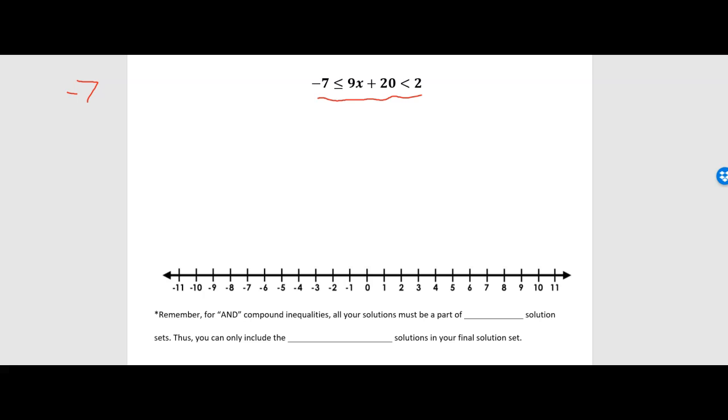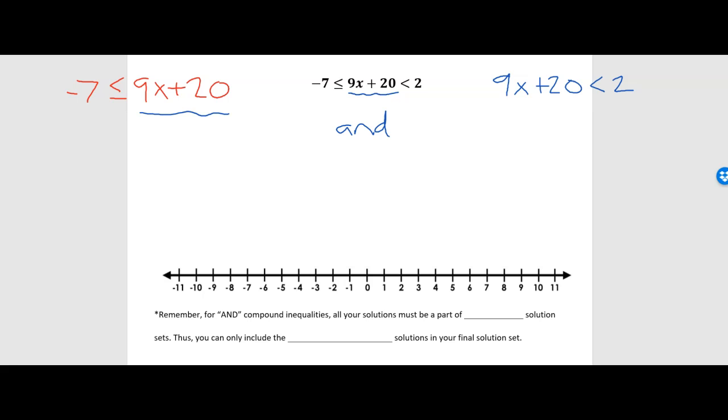I'm going to move the negative 7 is less than or equal to 9x plus 20 over here. That's one of your inequalities. And the other one is going to be 9x plus 20 is less than 2. So that's my other one. This is an "and". And that's because this quantity right here is greater than or equal to negative 7, and it's less than 2. Right? It's the same thing. It's greater than or equal to something, and it's also less than something else.